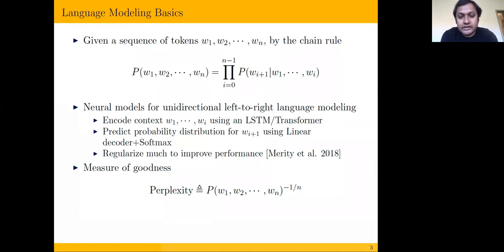And just as a side note, the goodness of a language model is measured by this term, perplexity, which is essentially a normalized probability number. Or it can also be interpreted as an entropy of a new string in an exponentiated form.